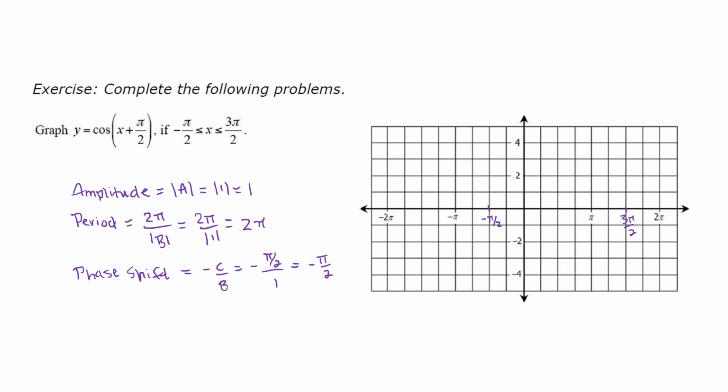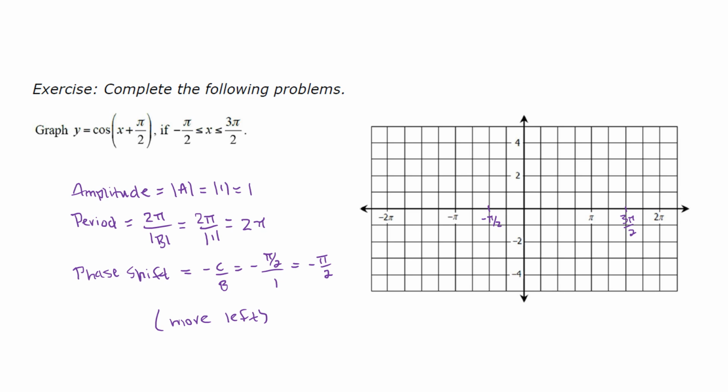So that means the cosine parent function graph is shifted to the left by pi over 2, sorry, because this is negative pi over 2. So it's going to move left. Okay. All right. So we know our amplitude is 1, which is the same as the parent function for cosine, so that doesn't change. And the period is the same as well.